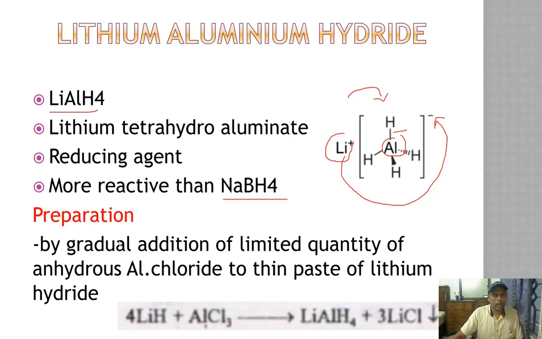So how do you prepare this? By gradual addition of a limited quantity of anhydrous aluminum chloride. You have to take anhydrous aluminum chloride and slowly add that to a thin paste of lithium hydride, and you are going to get the lithium aluminum hydride. That's how you prepare it.